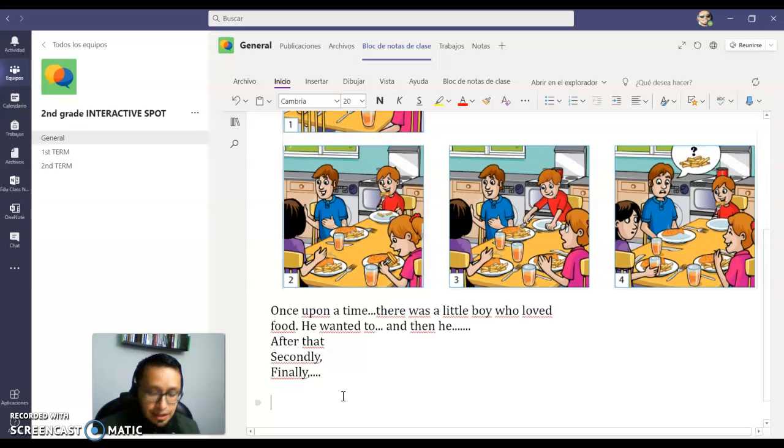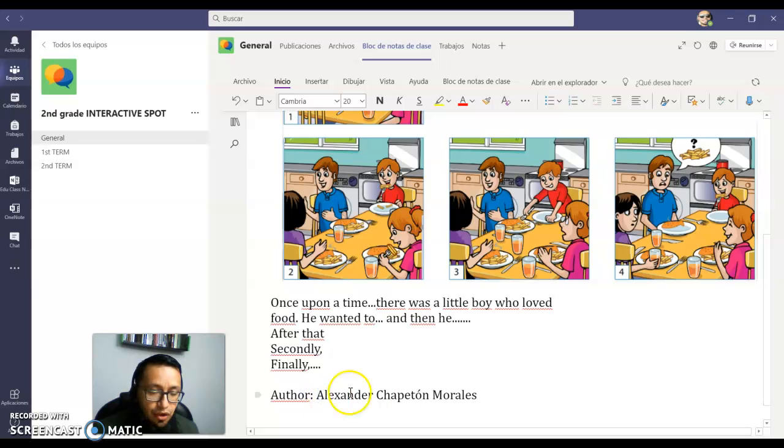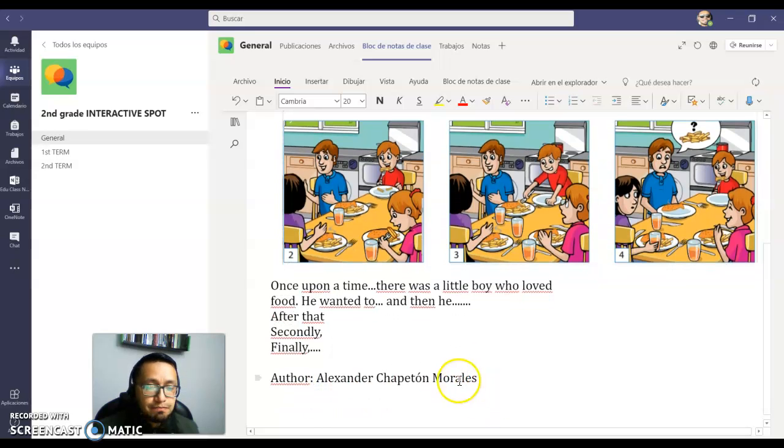At the end, it's important to write the author, like Alexander Chapeton, or in this case, it would be your name, okay, your name. But since I'm writing the story, I write Alexander Chapeton Morales, for example. This is the author, okay? And this is all that you have to do today.